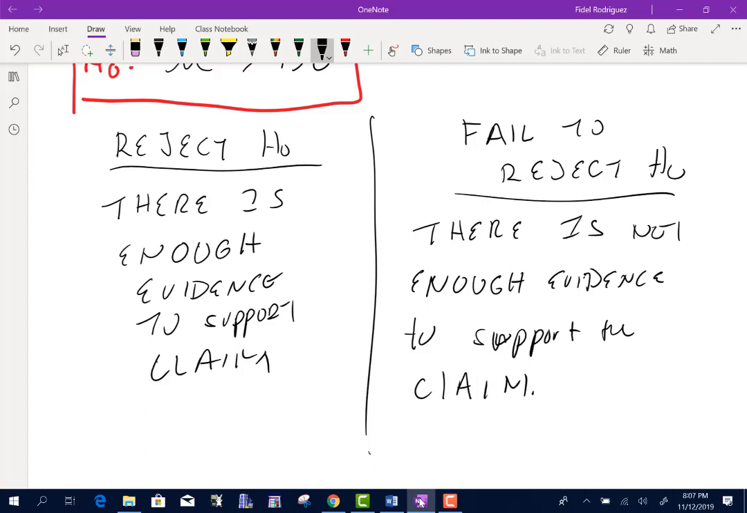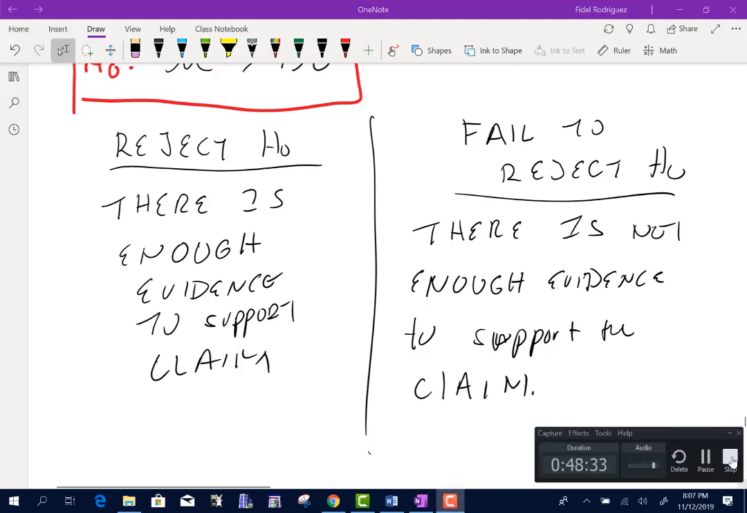Sorry about my handwriting, guys. Is that all of 7.1? Boom! We got that part done. Okay, so guys, let me stop this real quick.